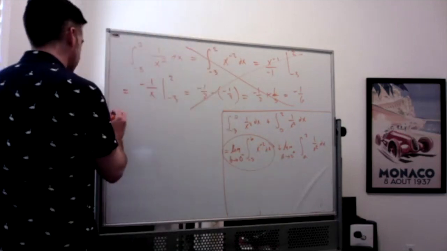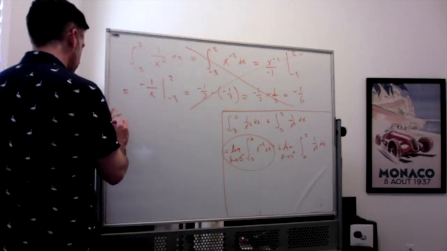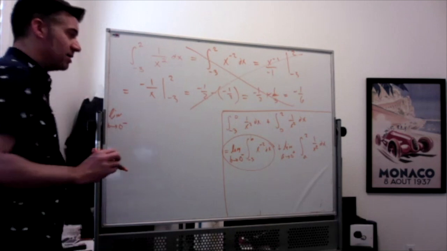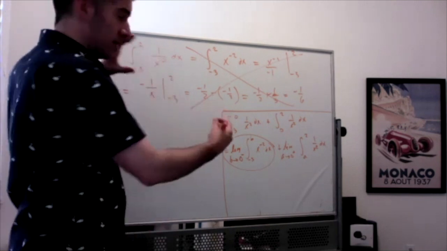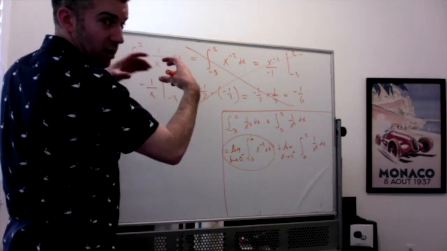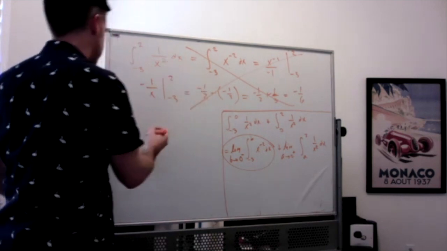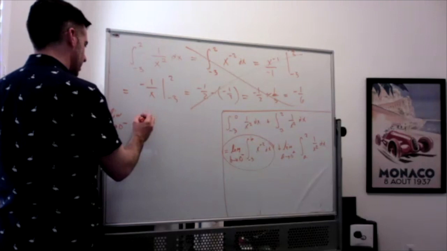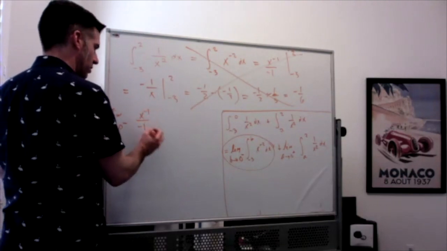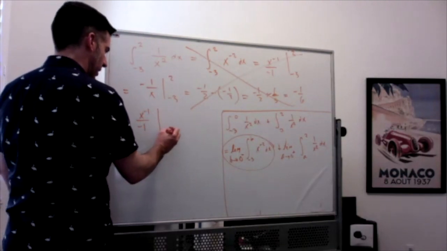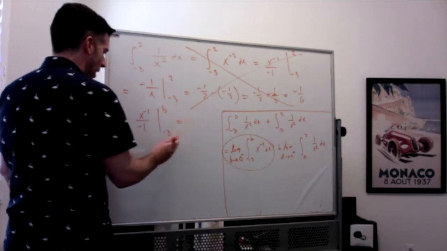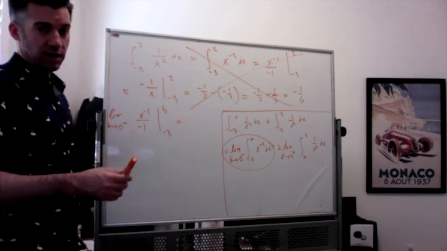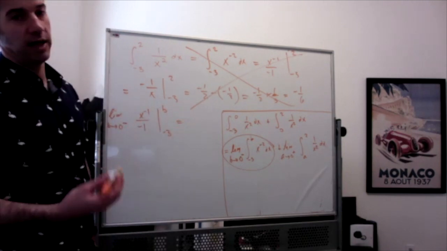When I look at the limit, b goes to 0 from the left, right? Because we're between -3 and 0. We are on the left side of 0. Integral of x to the -2 is x to the -1 over -1 from -3 to b. I would much rather write x to the -1 as 1 over -x or -1 over x.